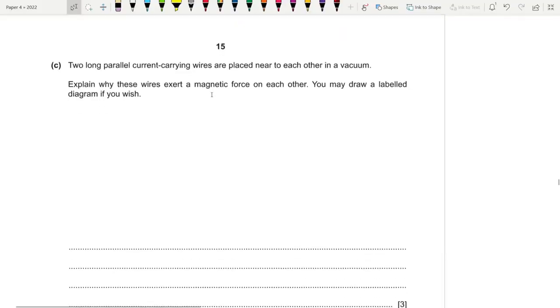Two parallel current carrying wires are placed near to each other in a vacuum. Explain why these wires exert a magnetic force on each other. You may draw a diagram if you wish. Typically the drawing is given; this is the first time we have to draw it. Okay, so let's begin. It isn't specified like or unlike, so let's just go with like currents. For example, this is one wire, and this is the other wire. It is carrying current out of the page, or out of this platform, if you will.